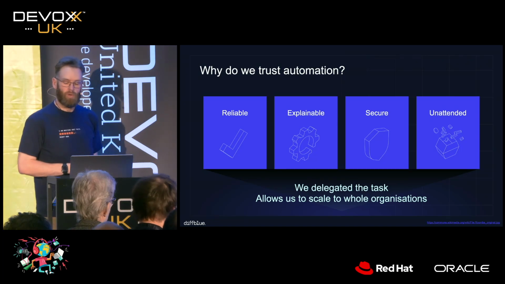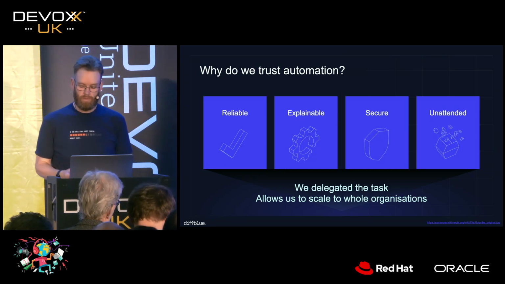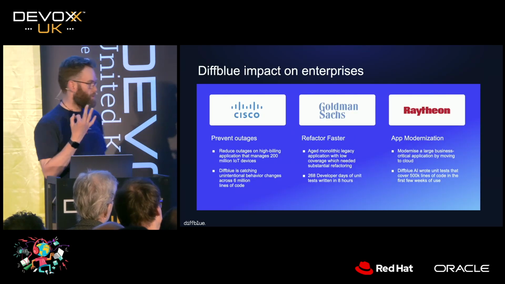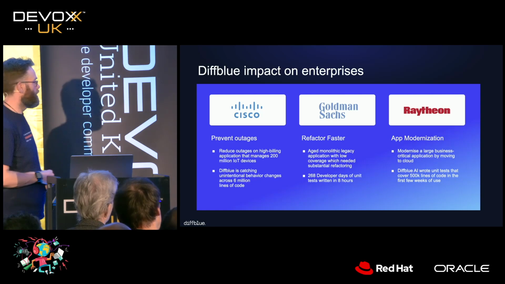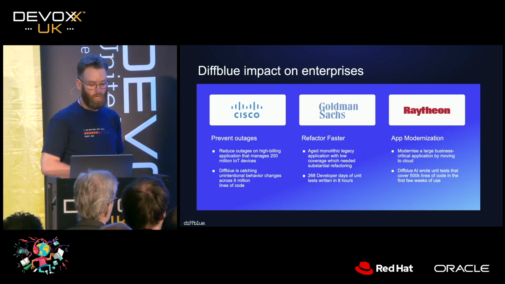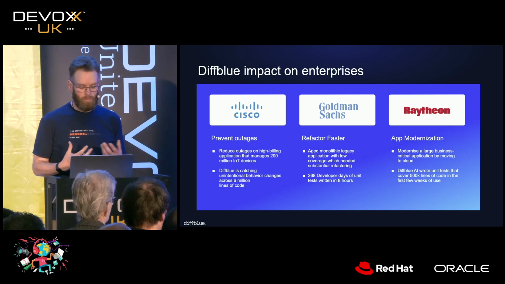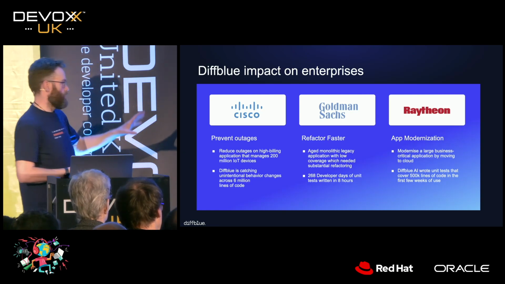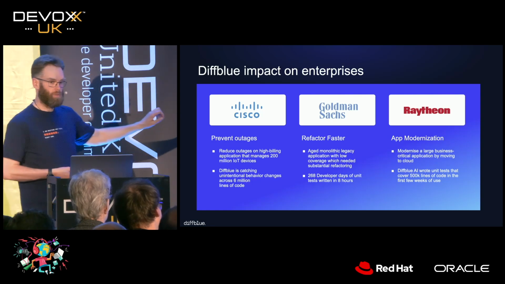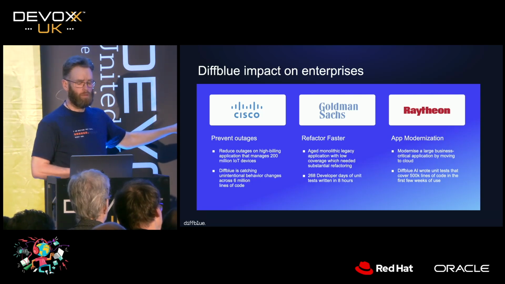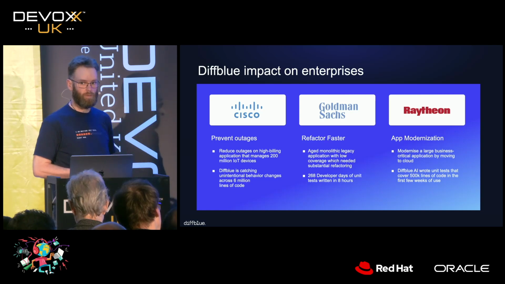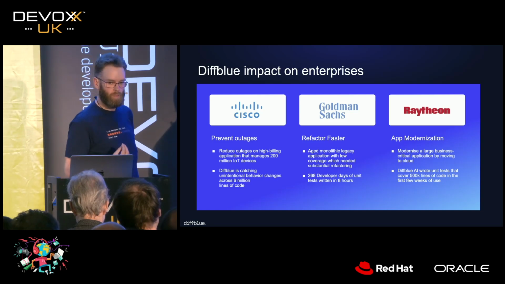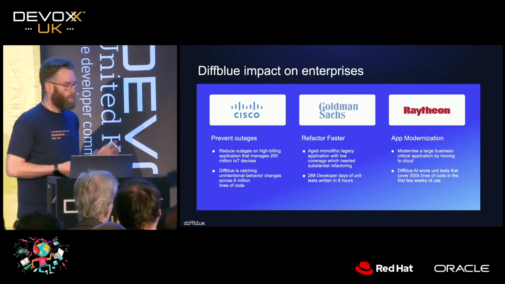Because of that, we are able to scale to massive organizations, right? There are a few examples that I'm going to talk about briefly. There are 3 examples here. At Cisco, they've been using us on an application where they manage 200 million IoT devices. It's catching unintentional behavior changes across 6 million lines of code, right? Let that sink in for a minute. 6 million lines of code, right? Talk to me after if you want a bit more detail about how we're doing that, because it's actually quite interesting.